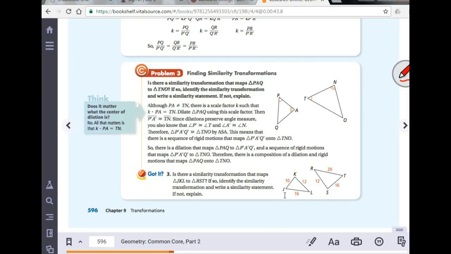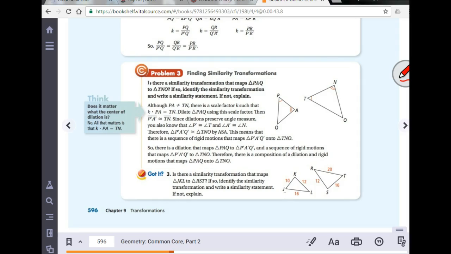Hello again. We're looking at problem number 3 found on page 596 of your Geometry Part 2 textbook. This is actually in lesson 9-7. This says we're finding similarity.